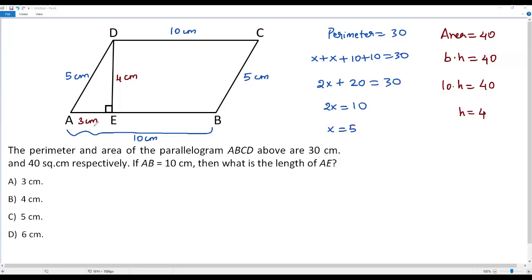Otherwise, we can use the Pythagorean theorem to get the length of AE, but it's not required, because we know that the length of the hypotenuse is 5, and one of the legs has the length 4. Then the length of the third side of the right triangle must be 3. So therefore, the length of AE is 3 centimeter. We find 3 centimeter in answer choice A. The correct answer choice for this question is A.